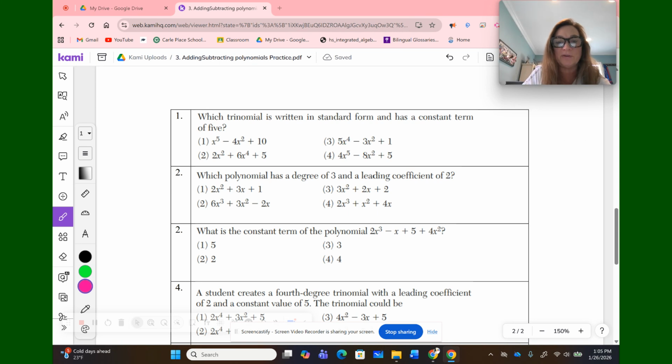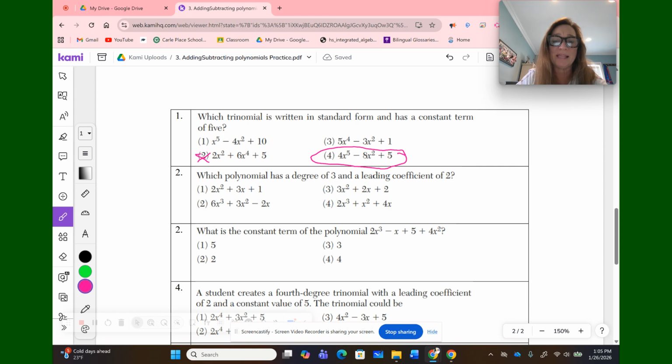Which trinomial is written in standard form? So first I'm going to check for standard form. So that knocks out choice 2 because it has to go from highest power to lowest power. Okay. The next thing, it has a constant term of 5. So that's a 10, that's a 1, and this is a 5.